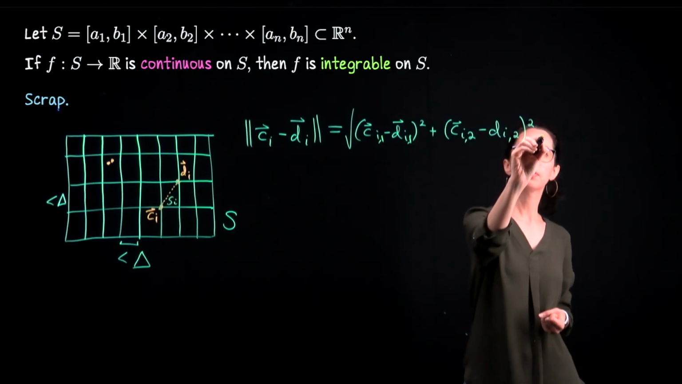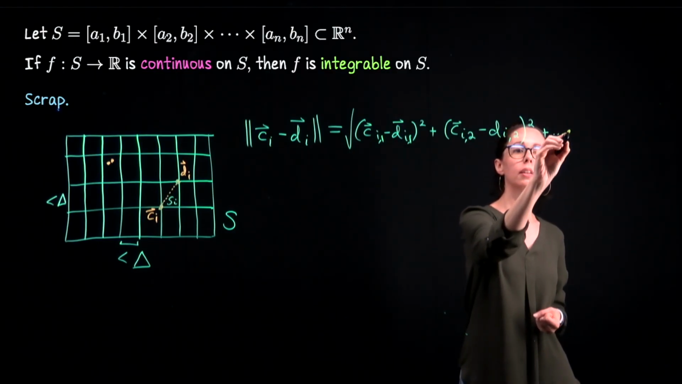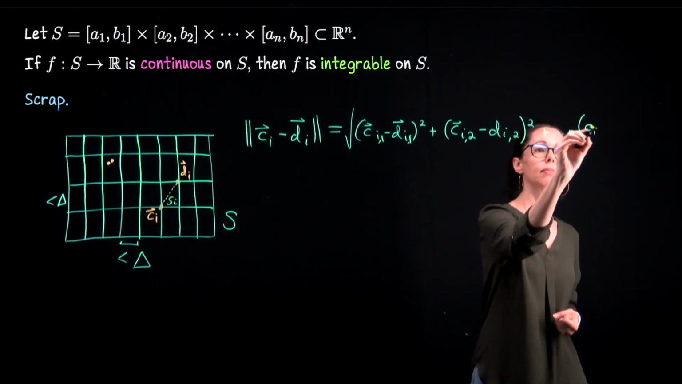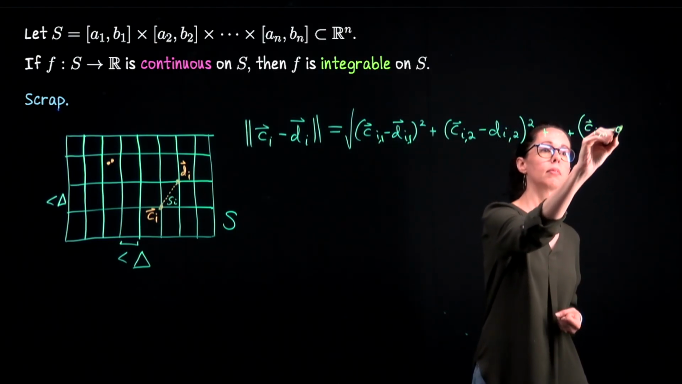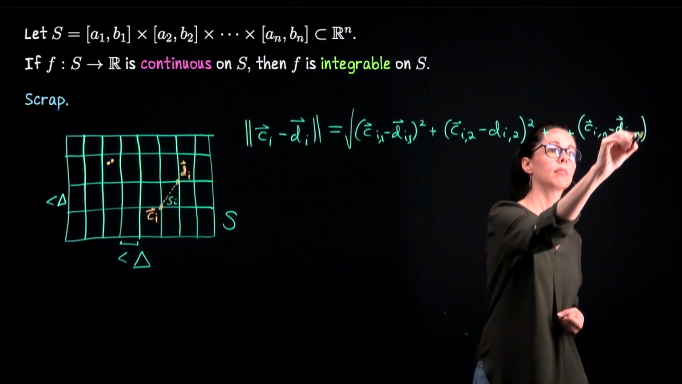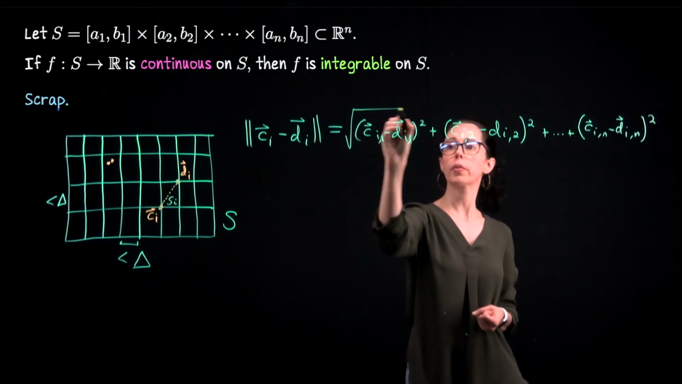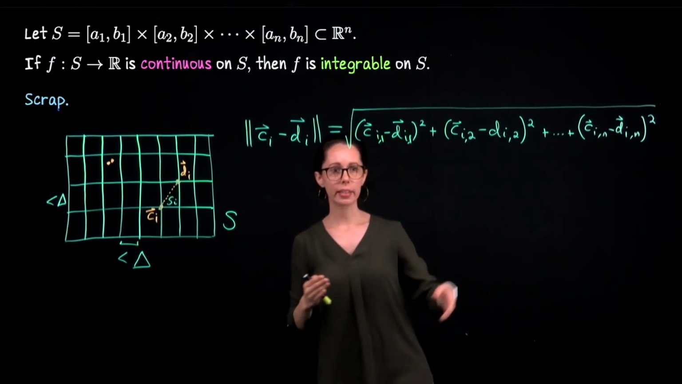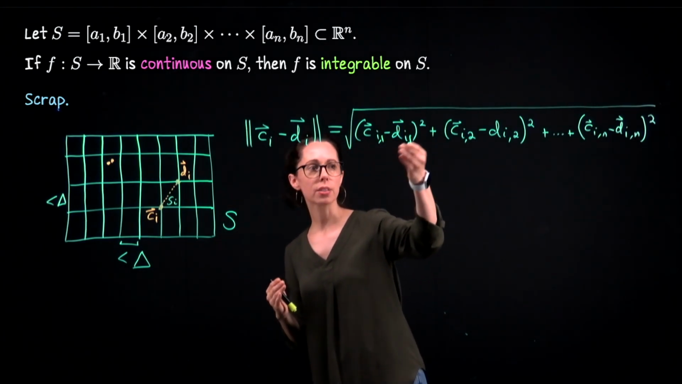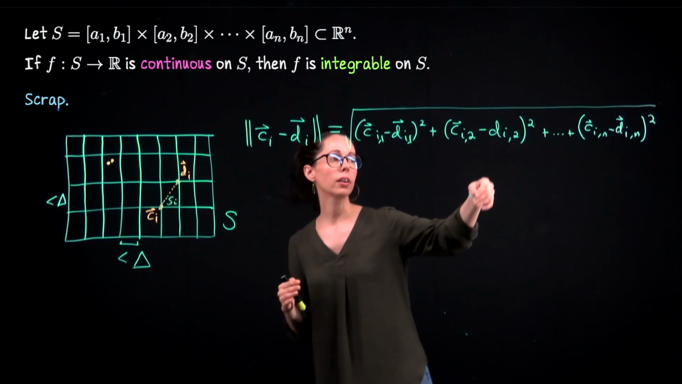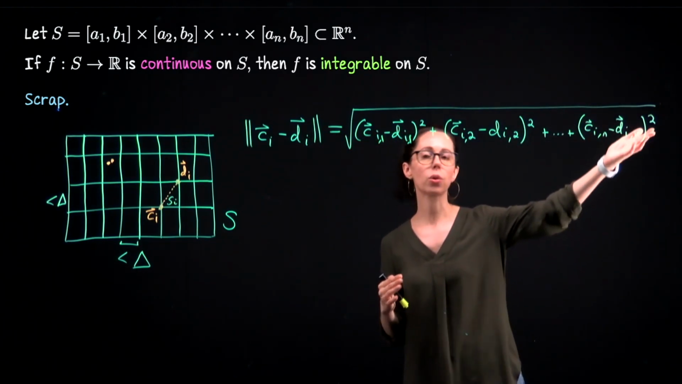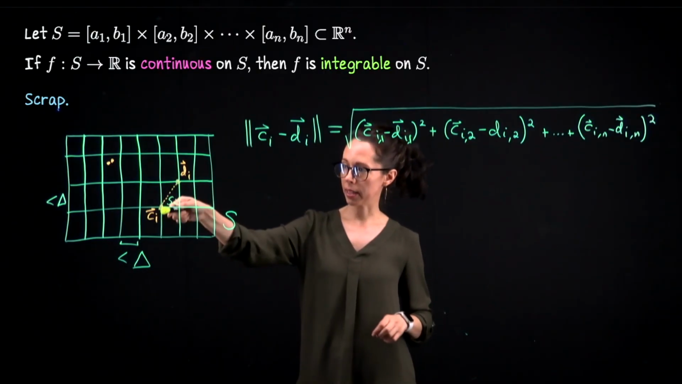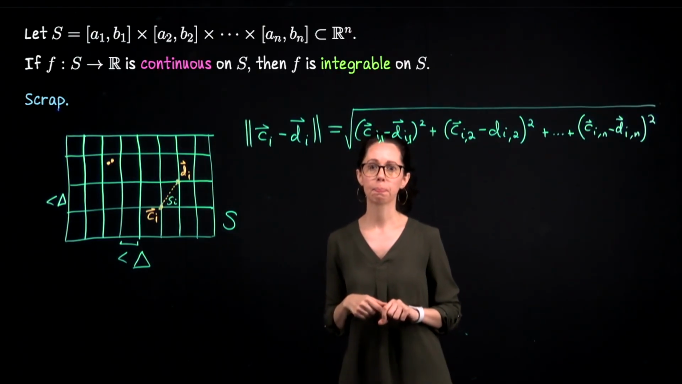And we add up all of these squares until we get to the nth coordinate in the 2 vectors. And this is one big square root. Okay. So basically, this is difference in the x-coordinate squared, difference in the y-coordinate squared, all the way through the distance in the nth coordinate squared. This is just regular Euclidean distance formula, giving me the length of this diagonal that I've sketched here.